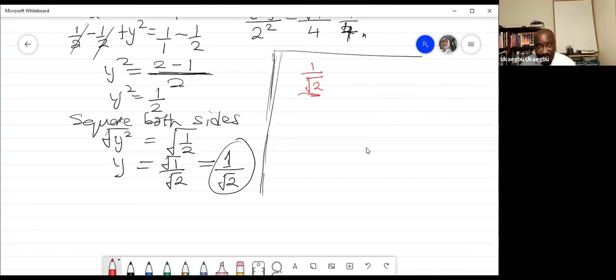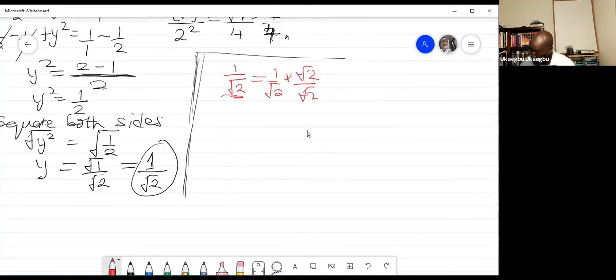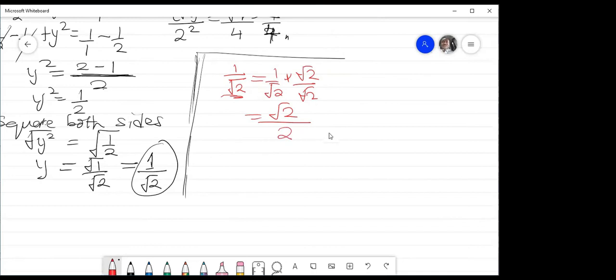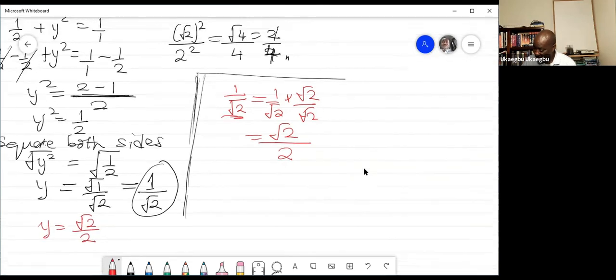So let's do what Abu said. It's going to be 1/square root of 2 multiplied by square root of 2 divided by square root of 2. That's what he said. All right. So then the numerator becomes square root of 2 and denominator becomes square root of 4. So square root of 4 is what? It's 2. Okay, good. So now we have obtained that y is equal to square root of 2/2. All right?